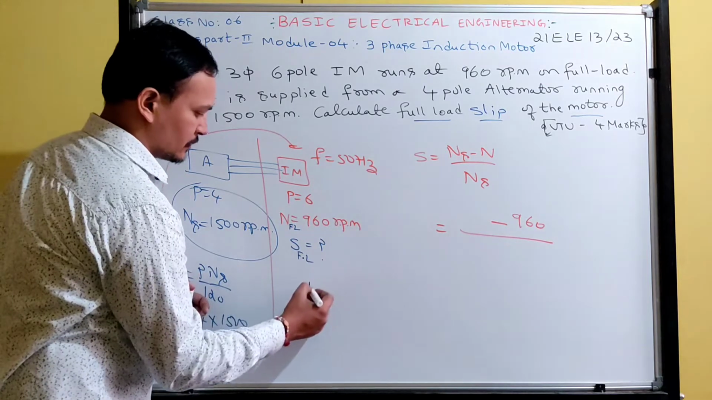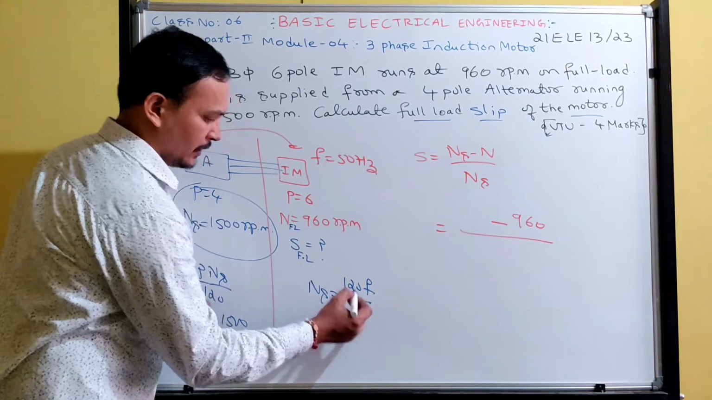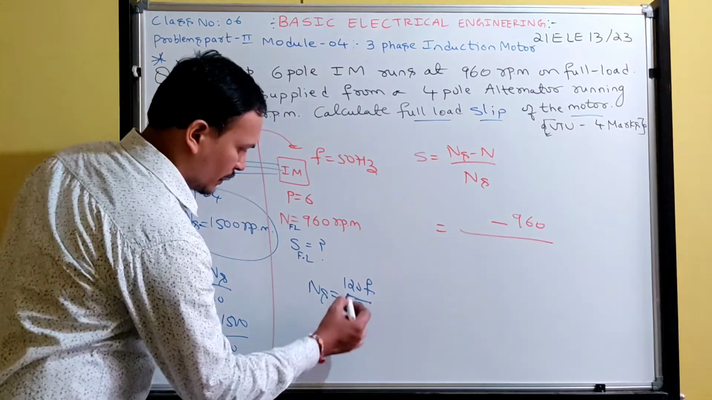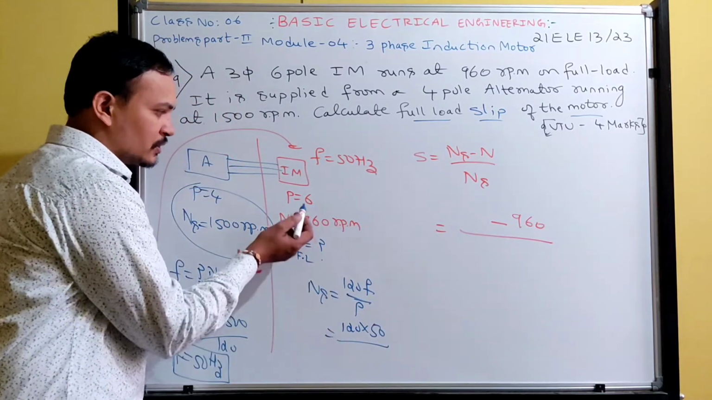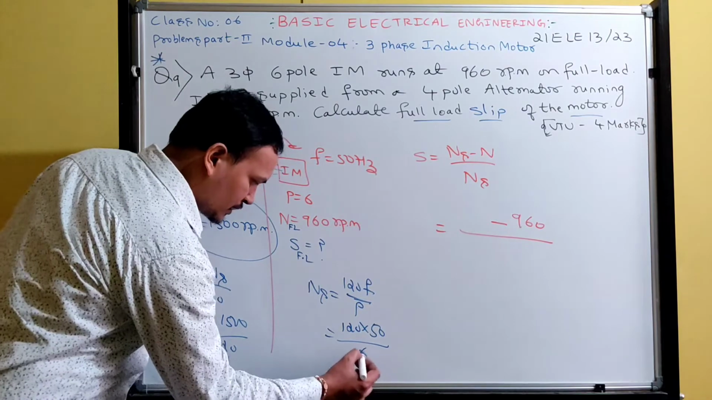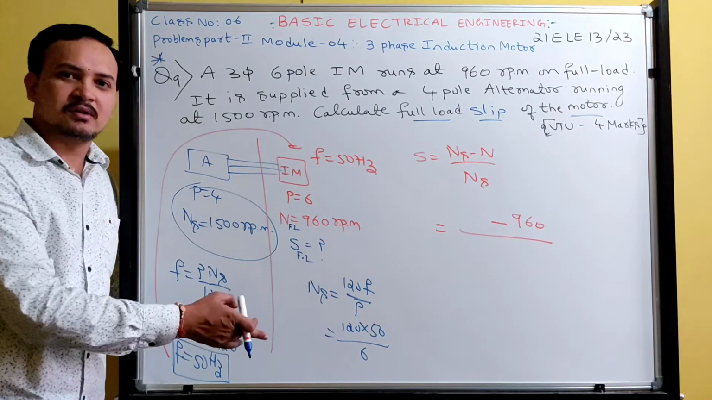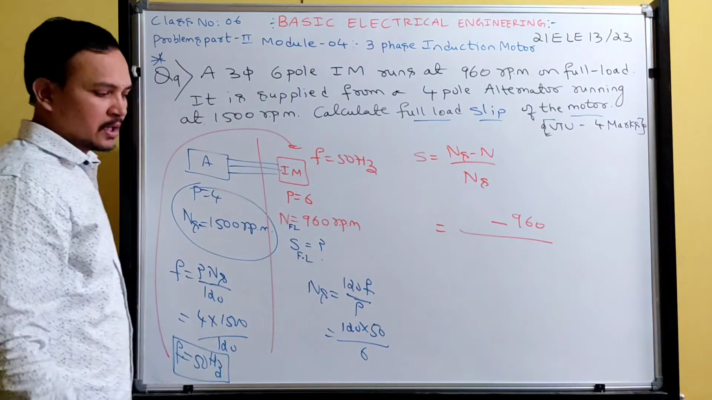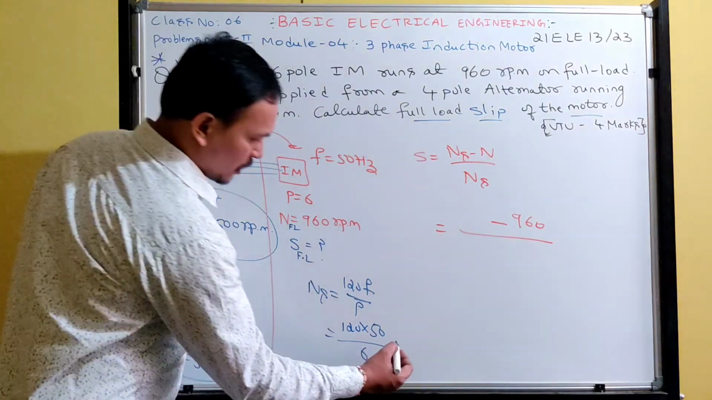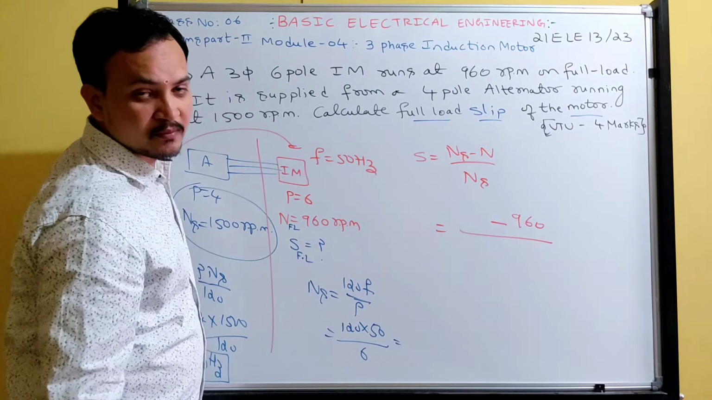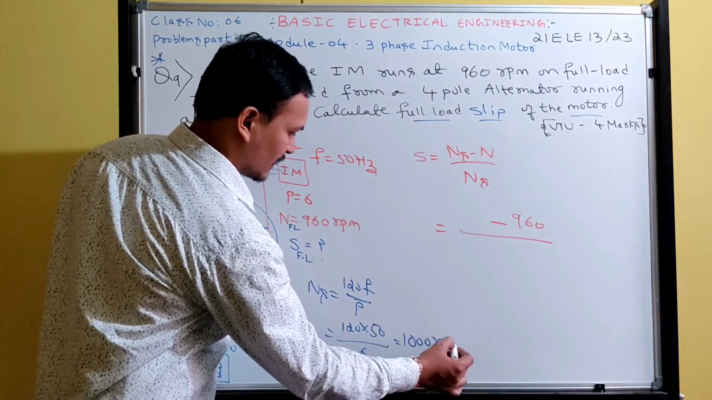Now calculate Ns of the induction motor. Ns is 120 f by P. What is the supply frequency? 50 Hz. How many poles in the induction motor? 6 poles. Without proper preparation, students will write the alternator poles, and you will get 0 marks. It is a simple problem, and you are going to lose marks, so understand the question properly. How much do you get? Very good, 1000. Excellent, your answer is correct.